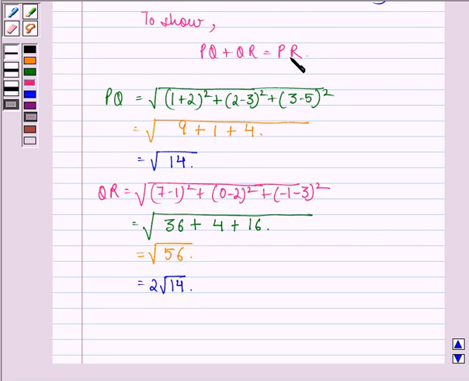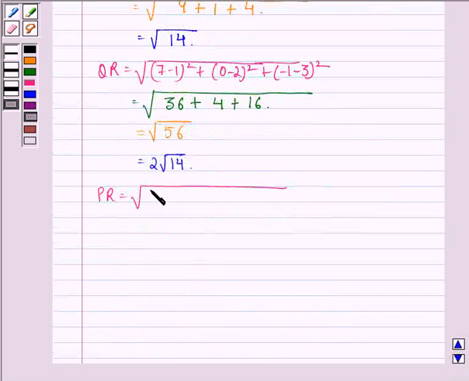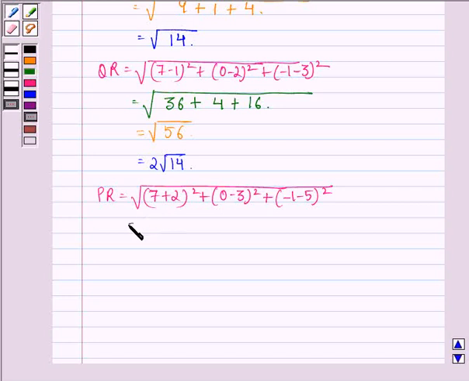Now we find out the distance between P and R. So PR is given by the square root of 7 minus minus 2, that is 7 plus 2 the whole square plus 0 minus 3 the whole square plus minus 1 minus 5 the whole square. So let's write down what we've just seen. This is equal to square root of 7 plus 2 is 9, square of 9 is 81, plus square of minus 3 is 9, plus square of minus 6 is 36, and this is equal to square root of 126, which is equal to 3 root 14.